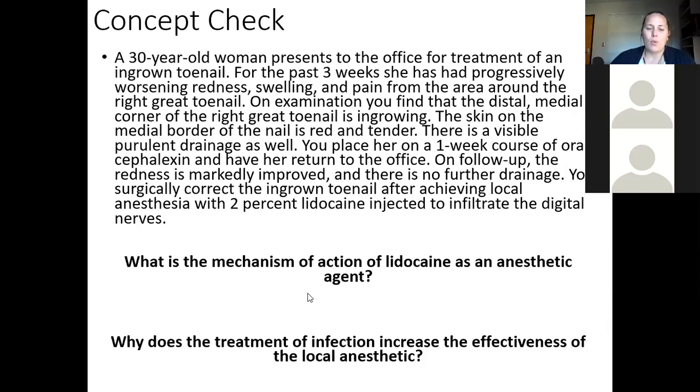So what is the mechanism of action of lidocaine as an anesthetic agent? And why does the treatment of the infection increase the effectiveness of the local anesthetic? I'm going to pause here for a second. The second question, I don't think we've really hit upon as much, so it'll be interesting to see what you come up with in your online search.